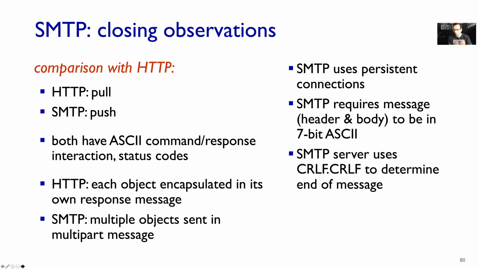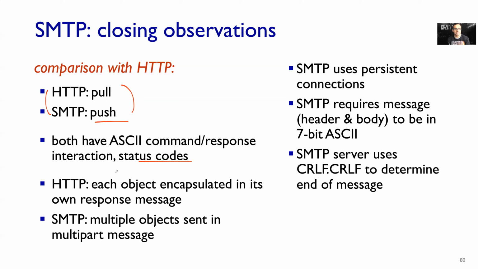So there are some obvious similarities with SMTP. Both are using ASCII command response. Both of them use these weird status codes implying different things, and so on and so forth. The mode in which they operate are slightly different in that HTTP is a pull protocol, right? So the client is the one requesting the object, and then the server serves the object. SMTP is reverse because it's the sender who's pushing the email to the recipient. So in that sense, it's a push operation rather than a pull operation, right?